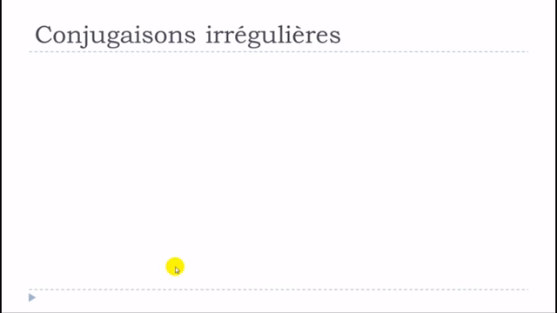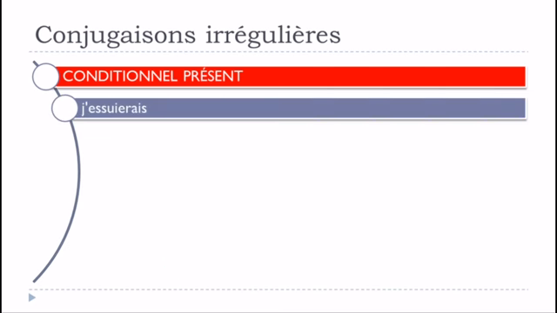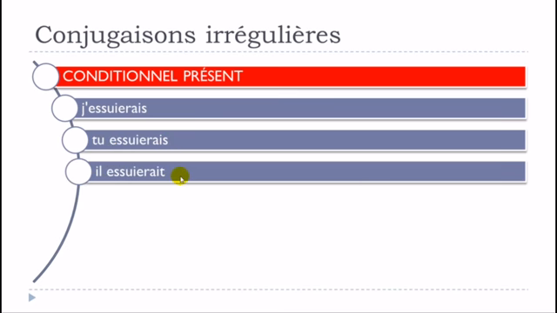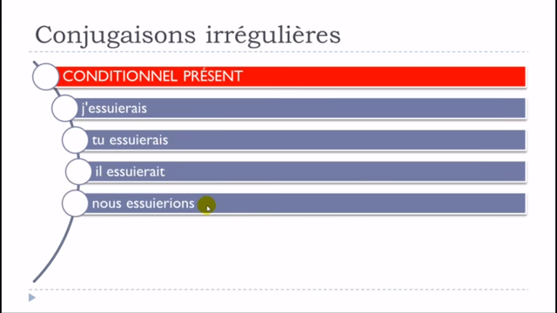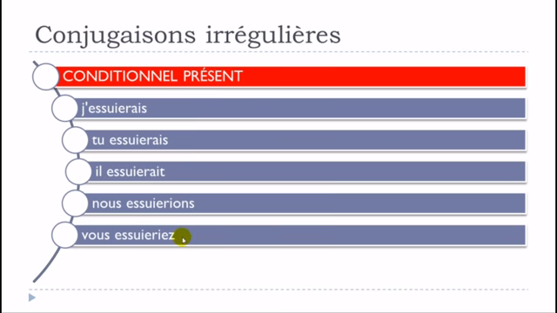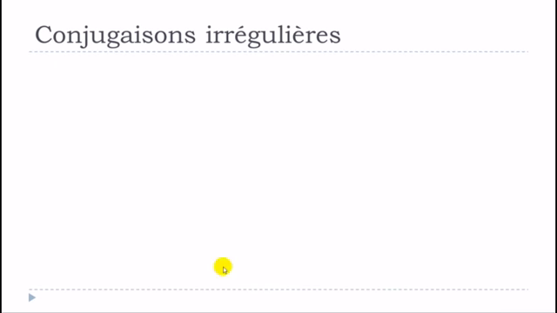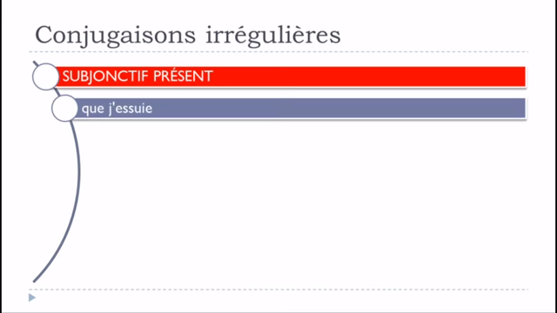Okay, so let's see now for the conditionnel présent. J'essuierais, tu essuierais, il essuierait, nous essuierions, vous essuieriez, ils essuieraient. And it's exactly the same modification, so this Y is changed and replaced with I here, and it does affect all the persons.